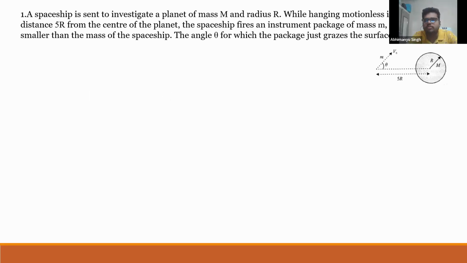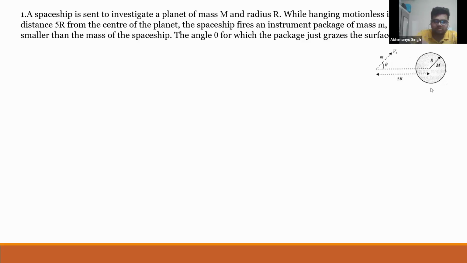So let's start from the first problem. Let me read out the problem. A spaceship is sent to investigate a planet of mass M and radius R. While hanging motionless in space at a distance 5R from the center of the planet, the spaceship fires an instrument package of mass m, which is much smaller than the mass of the spaceship. The angle theta for which the package just grazes the surface of the planet is?